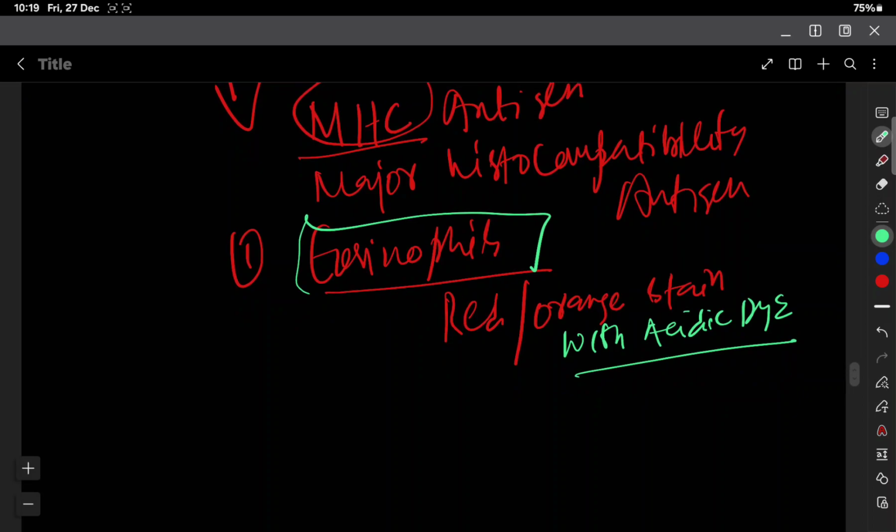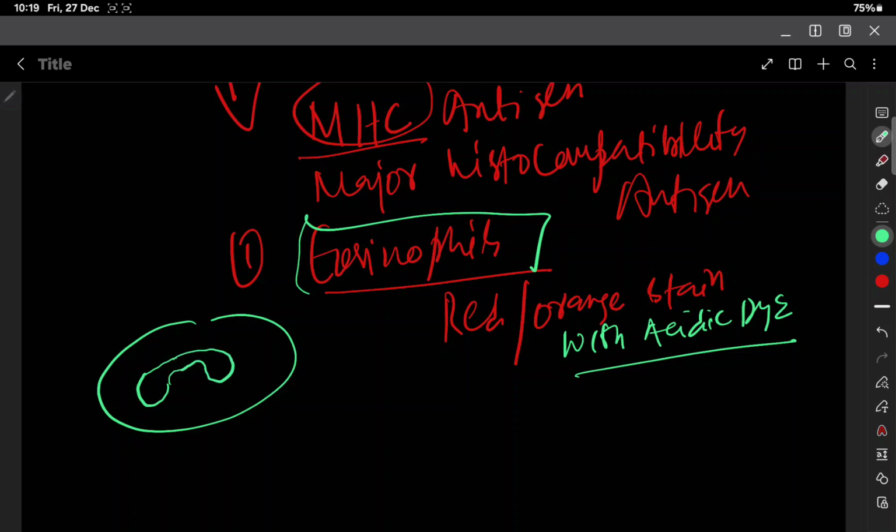The nucleus of eosinophils has two lobes. If you see the structure of the eosinophil, it will be like this. The nucleus has two lobes, so it is bilobed, like this. Okay, so eosinophils are bilobed. They have a thick fiber also, and the granules are large and uniform in size.